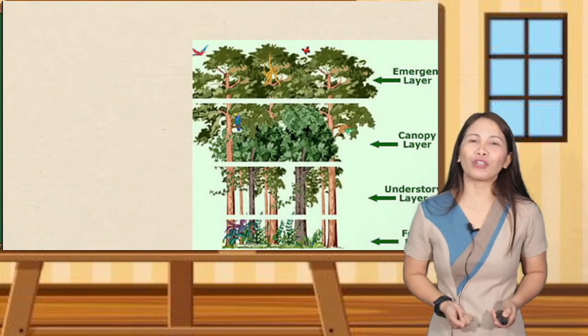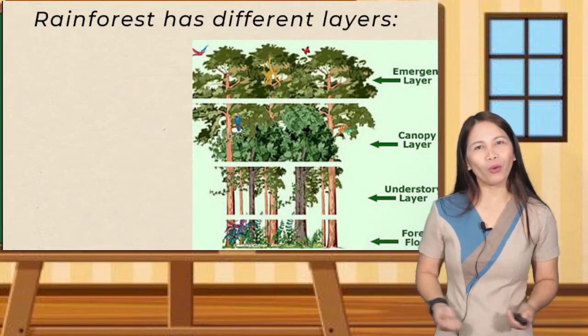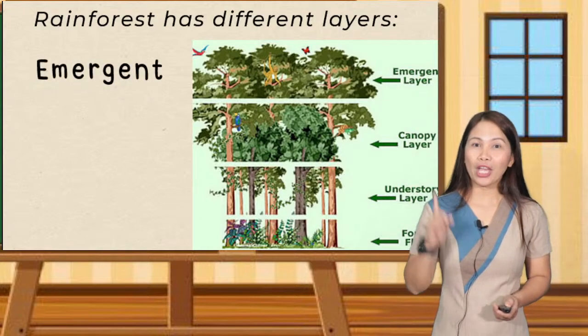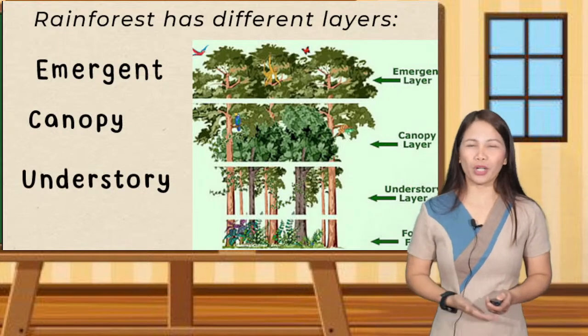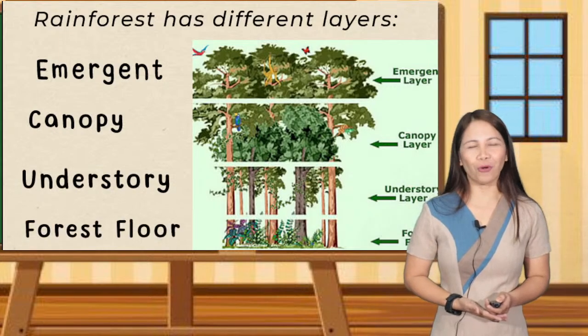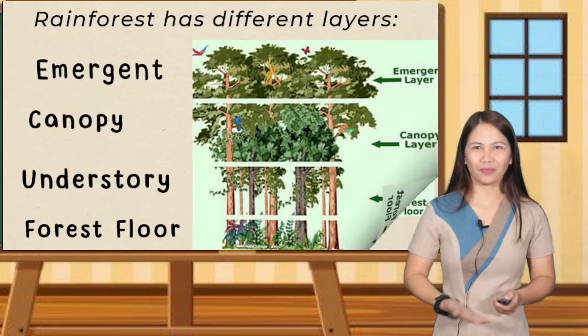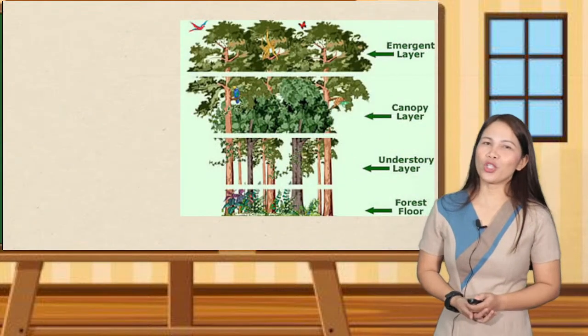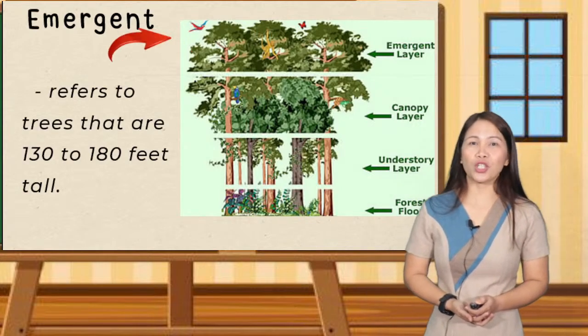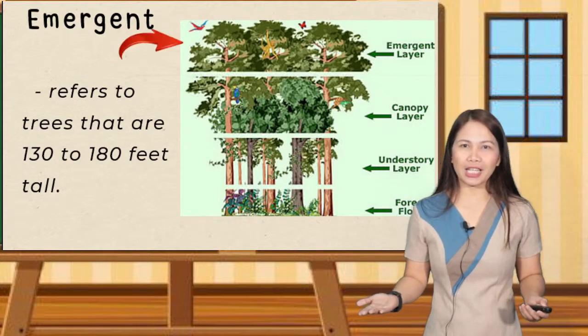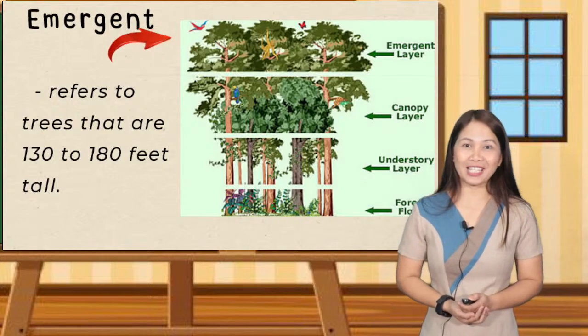We have the different layers of a rainforest. We have emergent, canopy, understory, and the forest floor. For the emergent layer, it refers to the trees that are 130 to 180 feet tall.